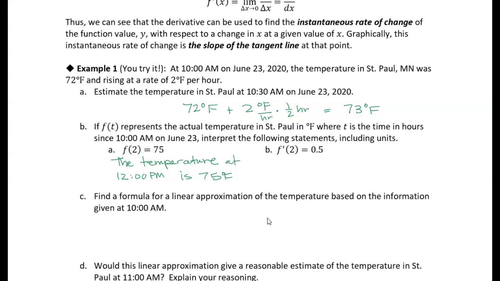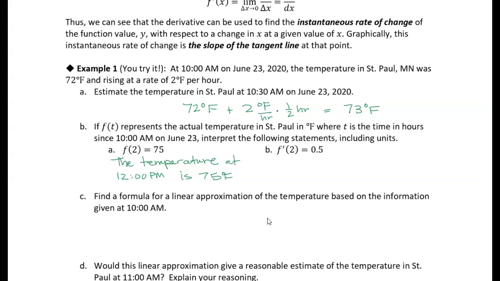Okay. So f is the actual function. It's not some sort of linearized function. It's just an actual function. And then we have f prime of 2. So f prime is the derivative at 2. So this is telling us the rate of change of whatever f represents, and in this case it's representing temperature. So it's the rate of change of temperature with respect to time.